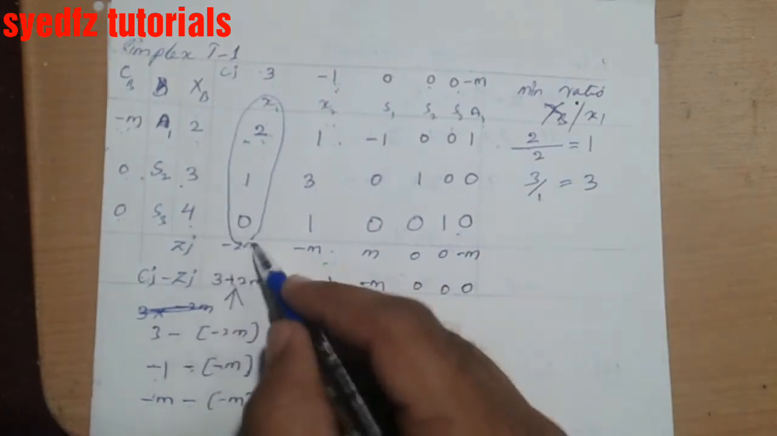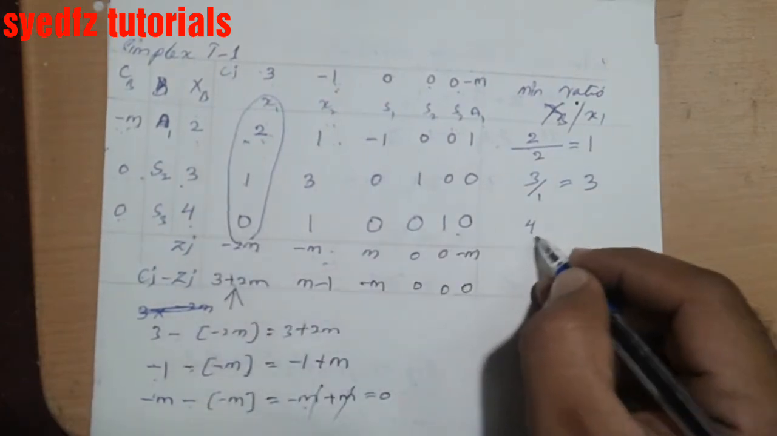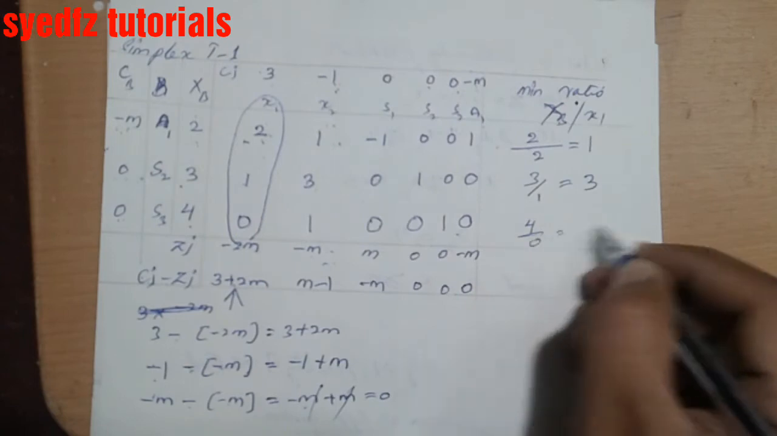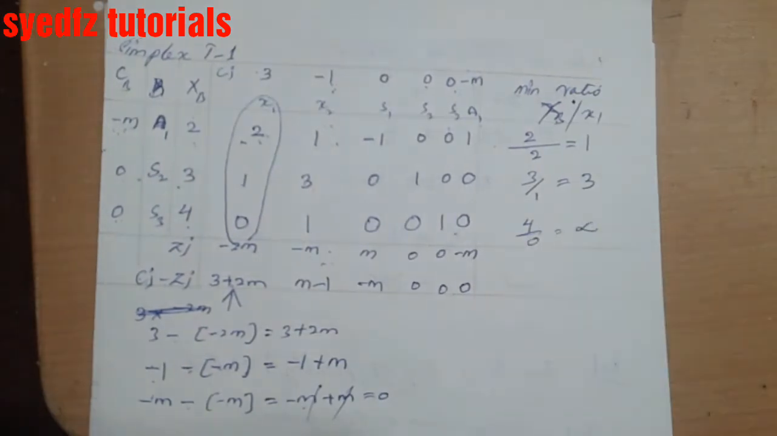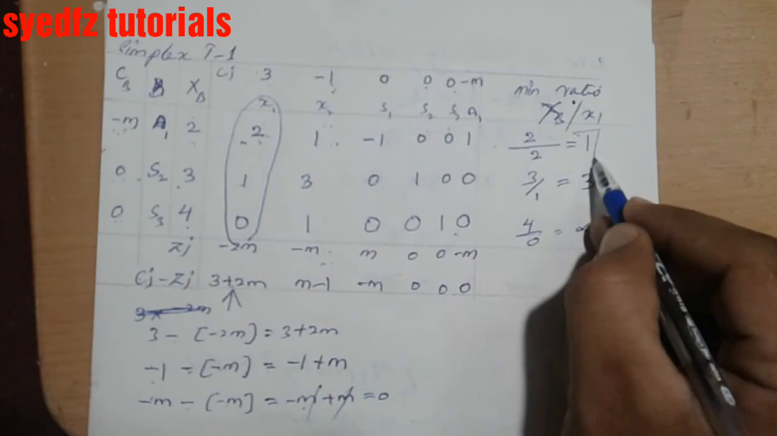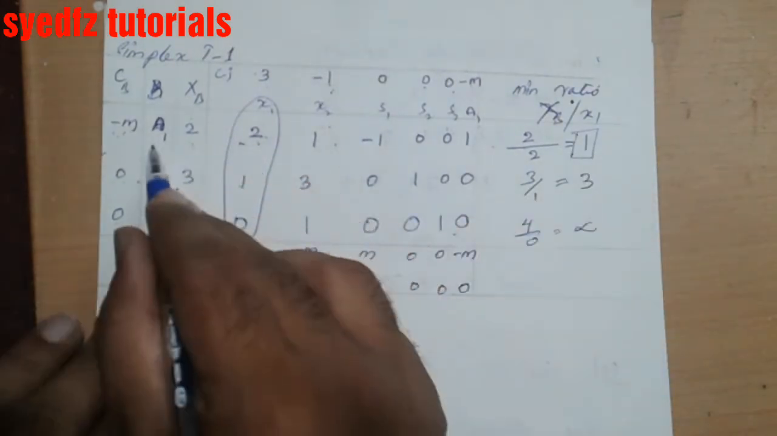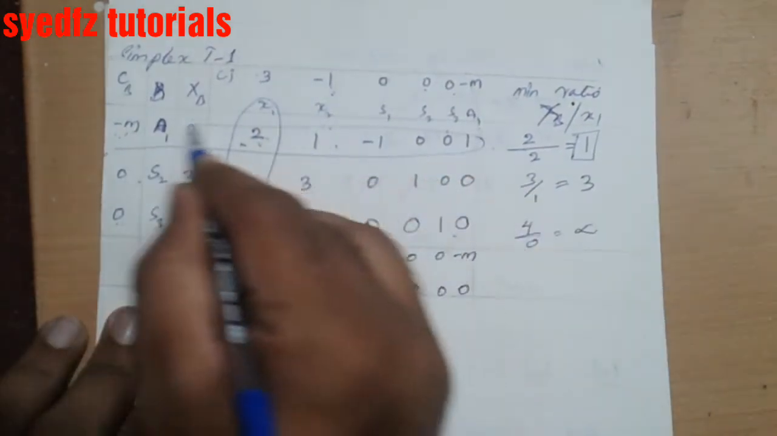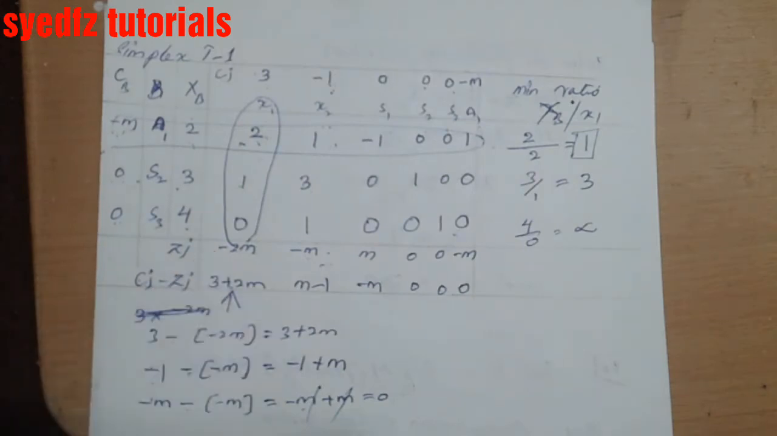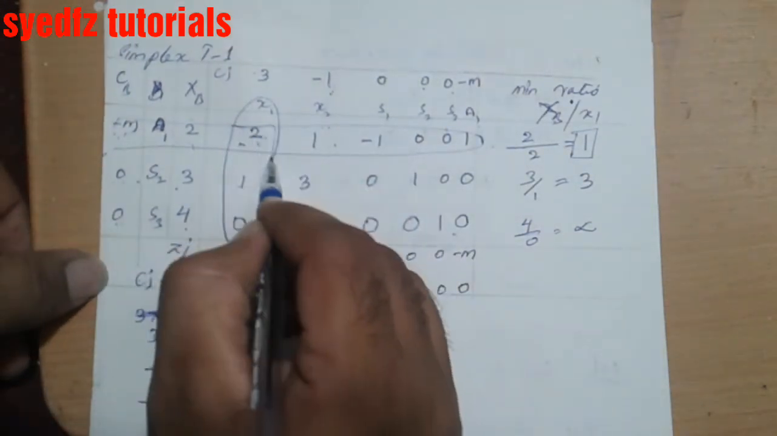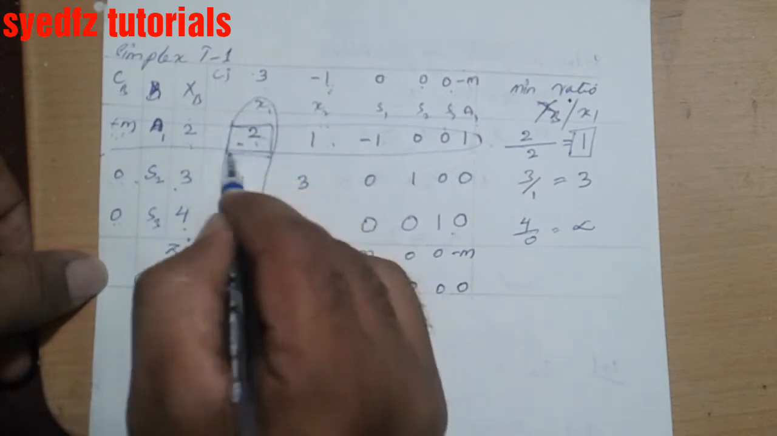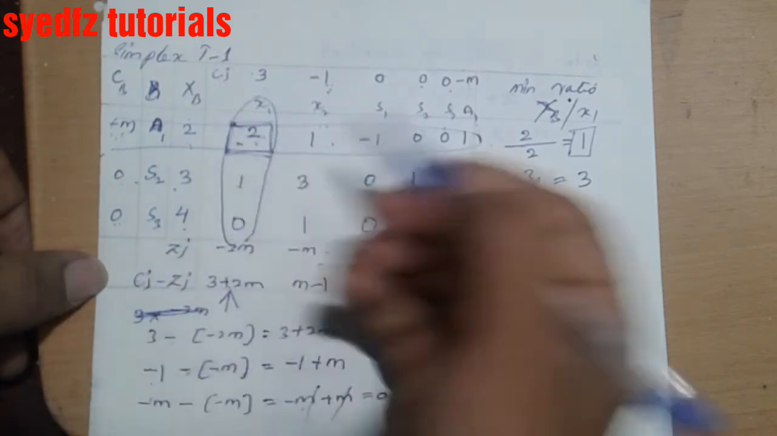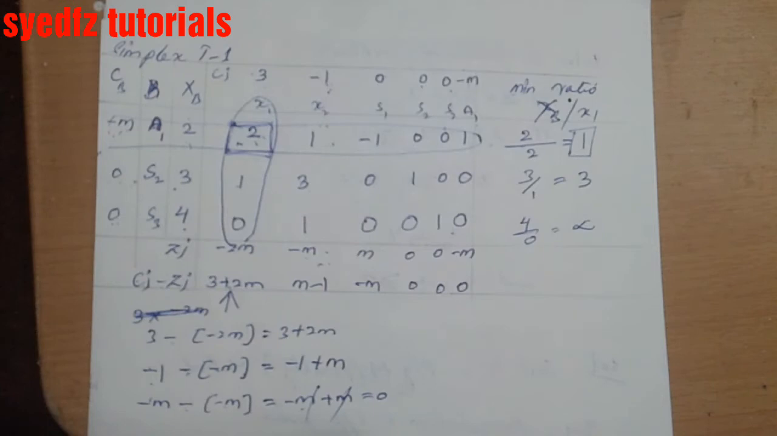Now 4 divided by 0. 4 divided by 0 is 0, meaning infinity. So what is the minimum value? The minimum value is 1, so this row will exit and x1 will enter in the second table. So the key element is 2, the intersection element is 2.